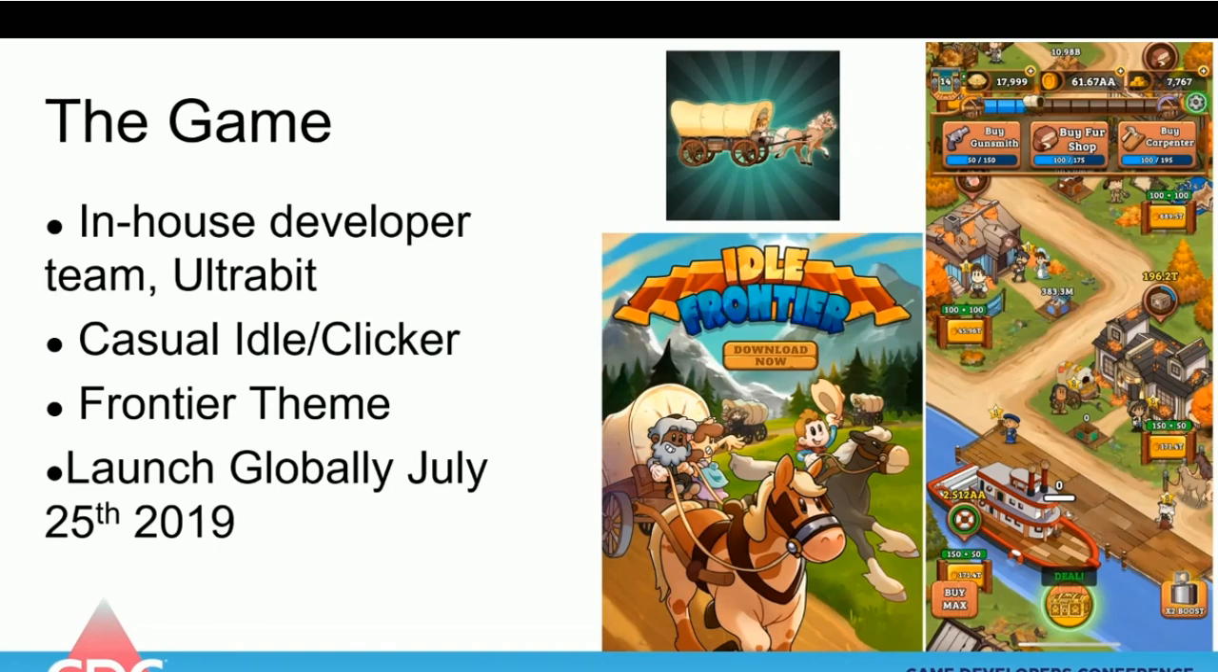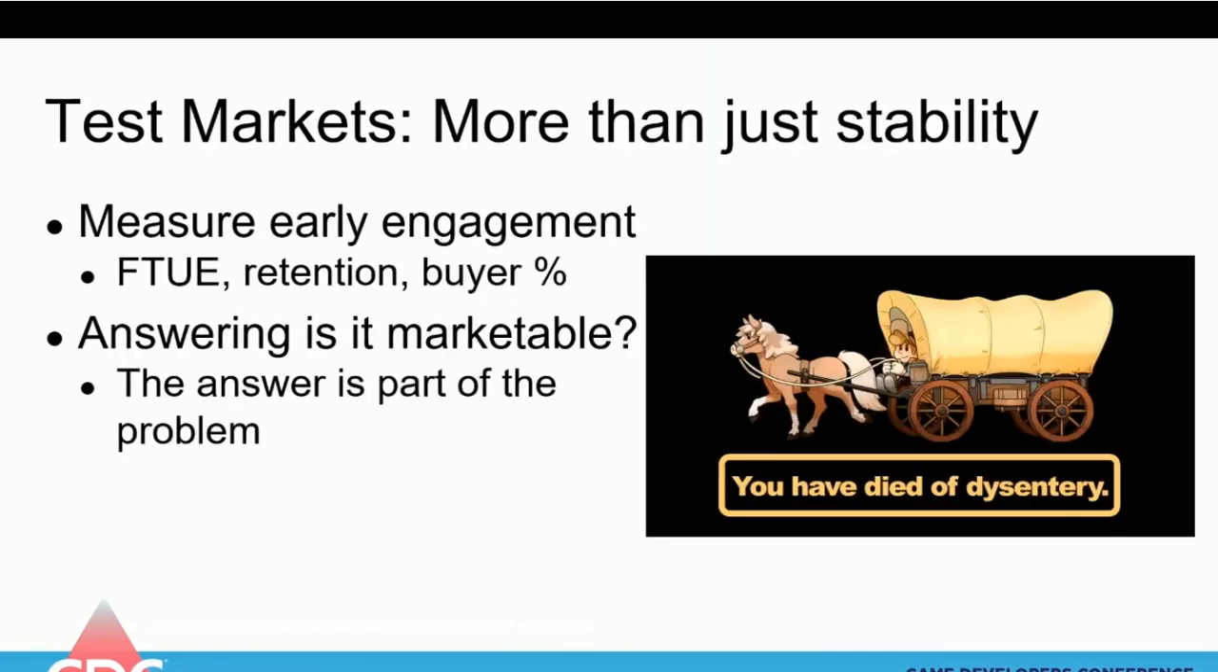Idle Frontier is a game I've been the marketing lead on from before test markets until now, and hopefully well into the future. It's one of our in-house games made by Ultrabit, and it's a casual idle clicker game which has a fun cartoon art style and an old Western theme. It's meant to be broadly appealing. After 2 short months in test markets, the game officially launched globally July 25th, 2019.